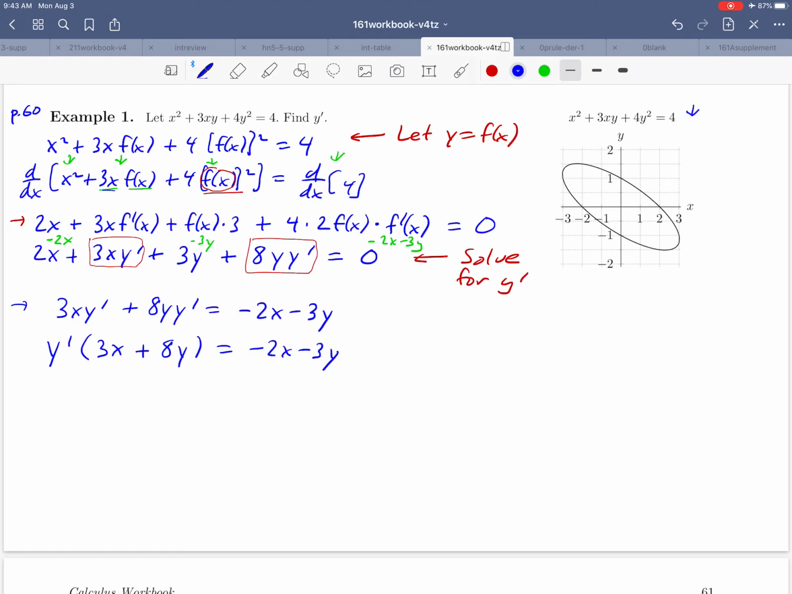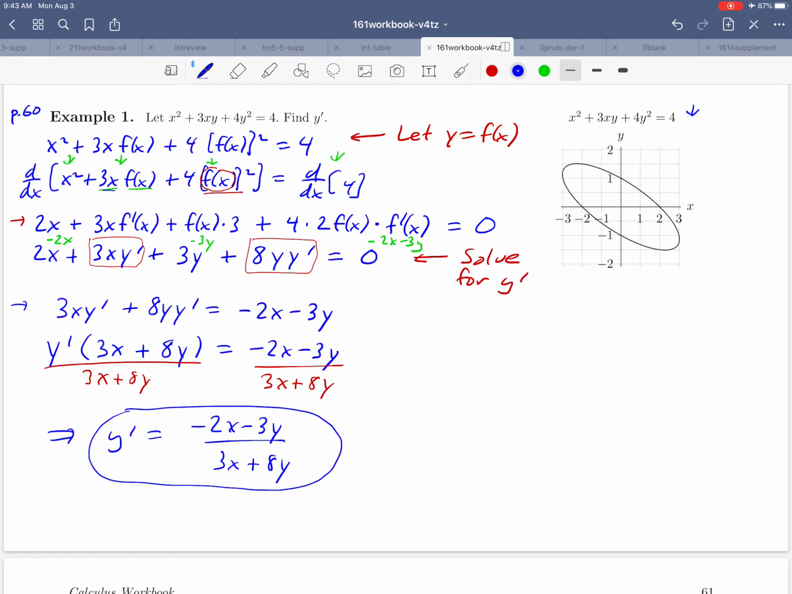What's the last step here? We can just divide both sides by 3x plus 8y, and that'll get the y prime by itself. So y prime is equal to negative 2x minus 3y over 3x plus 8y, and there's our answer. And just a reminder of what the meaning of that is. y prime, that's the derivative, so this really represents a slope. You could use this formula that we came up with to find the slope of the tangent line anywhere on this ellipse that we're looking at over here on the right.